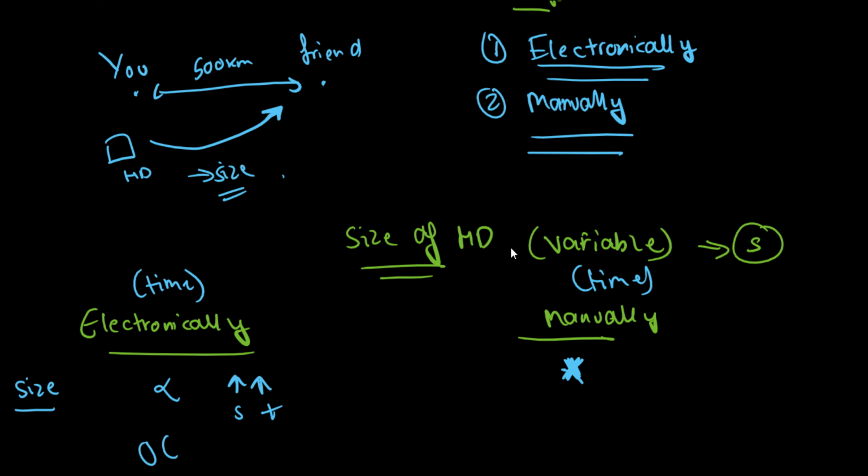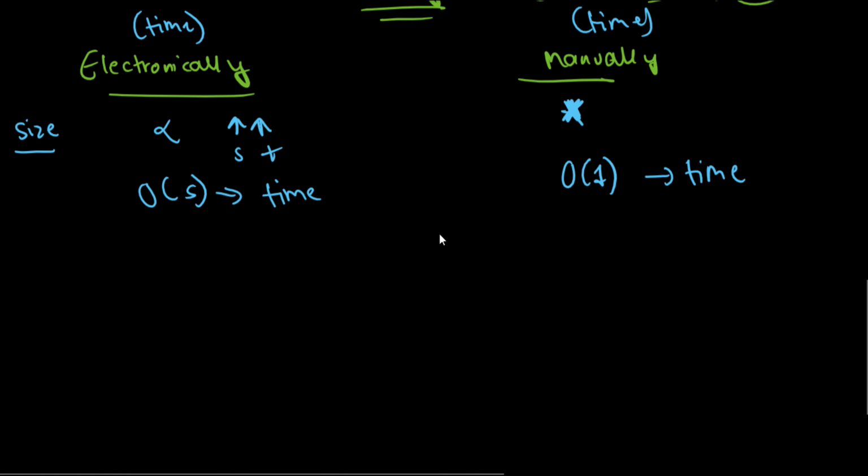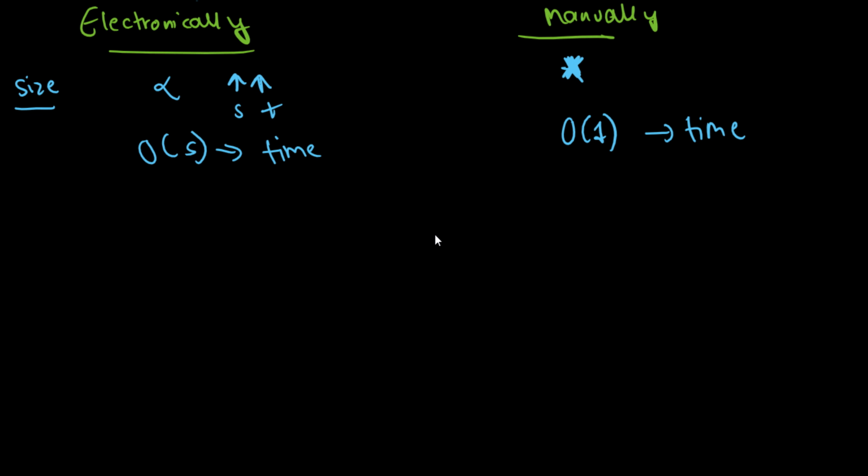So this is the case of order of S, and this is the case of order of 1. So the time is constant, whatever the size may be. But in this case, the time varies with order of the size. So we refer to it as order of S in this manner. So electronically, we have order of S, and the time varies linearly, and this is constant.